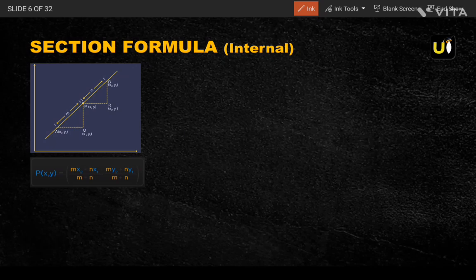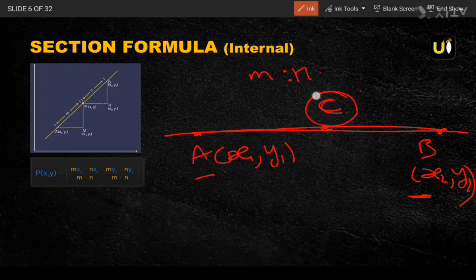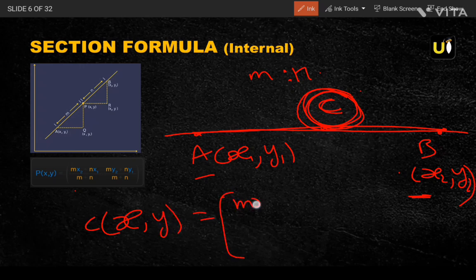What is section formula? Suppose we are given a line, 2 points on the line are x1 comma y1 and x2 comma y2. Now we have to find a point C in between the points A comma B, which divides the line joining both the points A comma B in the ratio m:n. To find the coordinates of this particular point C, we use the section formula. So the point C x comma y is mx2 plus nx1 by m plus n.